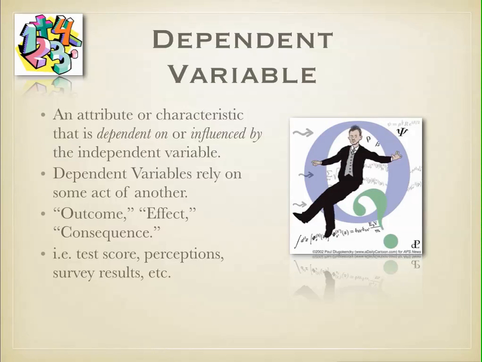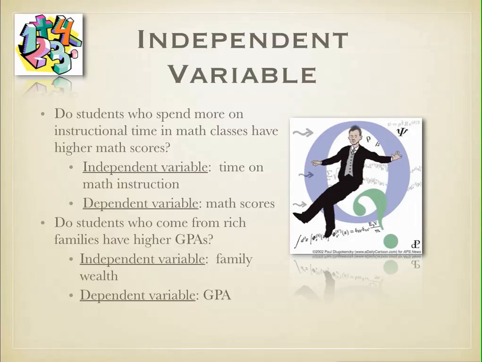Basically, a dependent variable is some attribute or characteristic that is dependent on or influenced by the independent variable. That means when the independent variable changes, the dependent variable changes as well. This is often called an outcome or an effect or a consequence. The independent variable is what causes that change. So if you spend time on math instruction, your math scores will improve. The independent variable is the time spent on instruction. The dependent variable is the score.